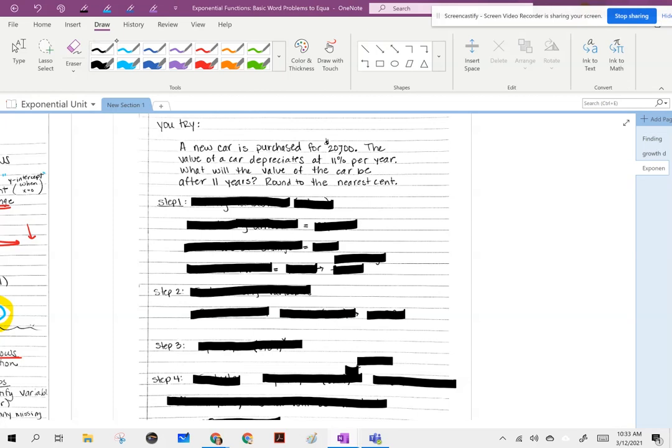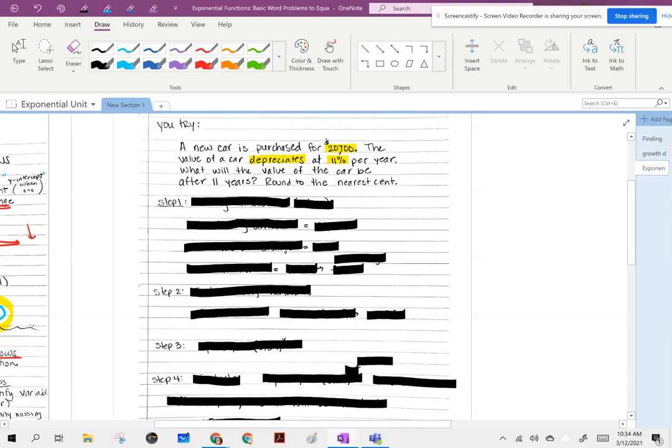So again, always want to go back and read it twice. So we've got a new car is purchased for, we're going to highlight or circle that amount. The value of the car depreciates. That's a very key word. So depreciates, it's kind of like you're decaying. It's getting less valuable every year. And then there's the 11%.